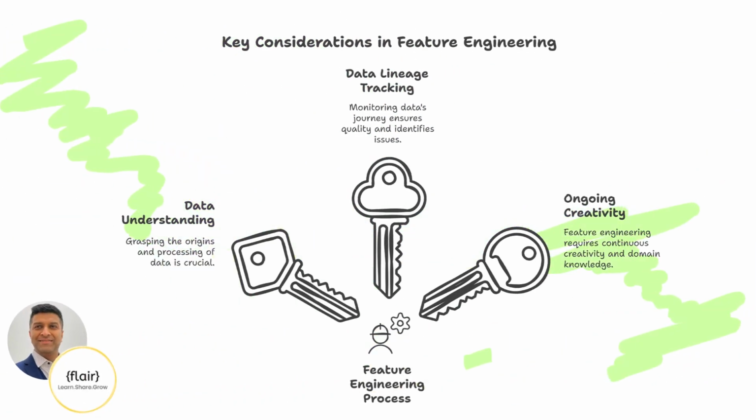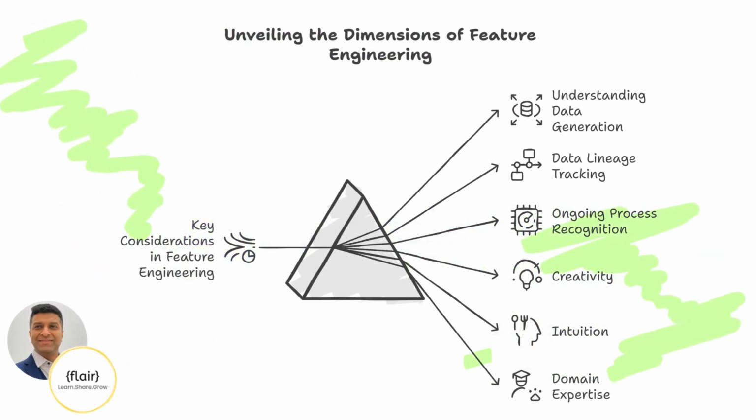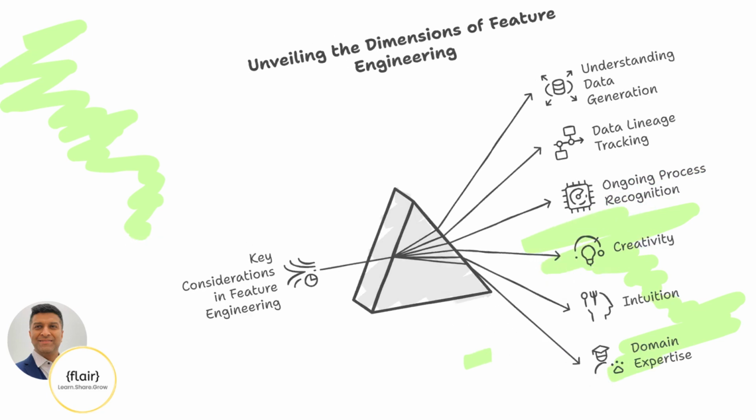Key considerations. To wrap things up, here are a few things to keep in mind. Understand your data's journey, how it's generated, collected, and processed. Track data lineage so you can spot any issues early. Feature engineering isn't a one time thing, it's an ongoing process. Finally, it's a mix of creativity, intuition, and domain expertise. Feature engineering isn't easy, but when done right, it can elevate your machine learning game.